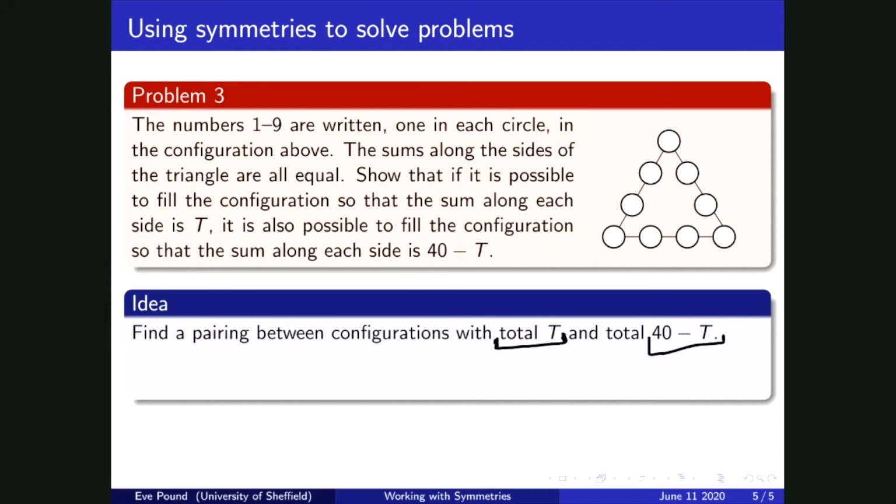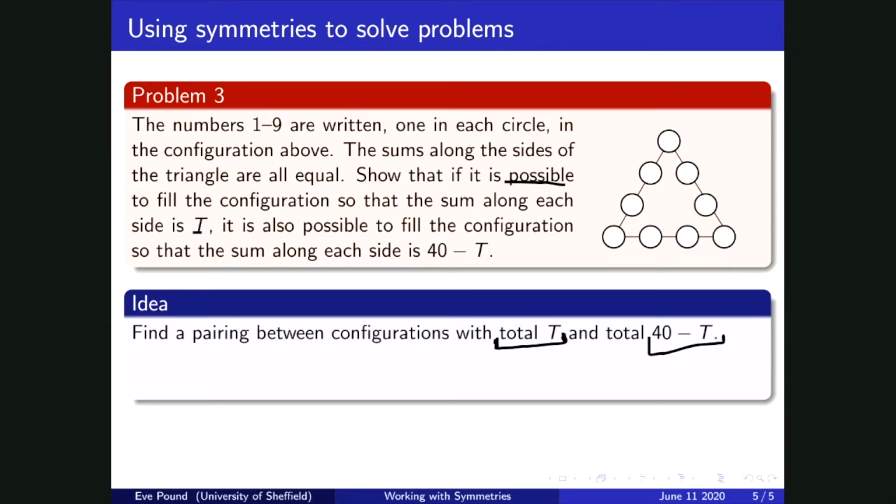That's a good idea because it tells me that if I have one example of a configuration with total t, then I must have a partner with configuration 40 minus t. So in particular, if it is possible to fill it out with total t, then I have some example with total t. I can look at its partner, which I'm asserting will have total 40 minus t, if I can come up with a way of doing that pairing.